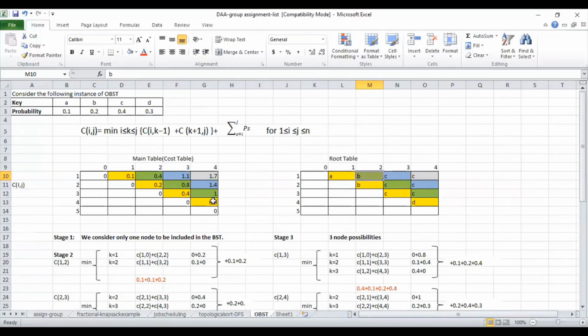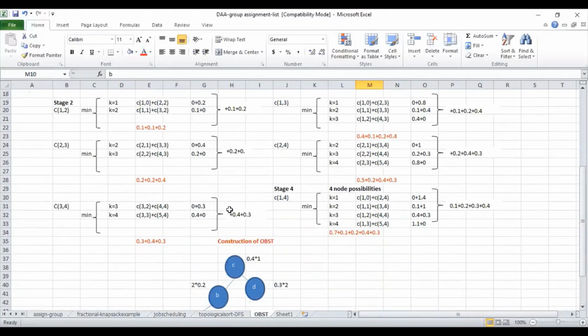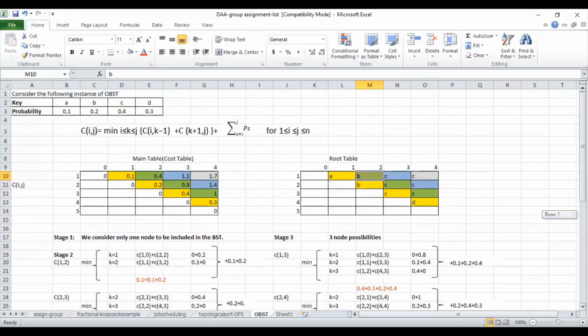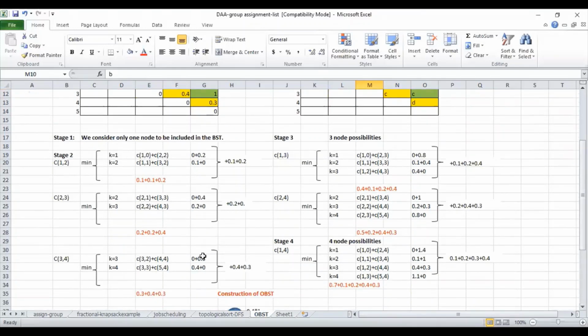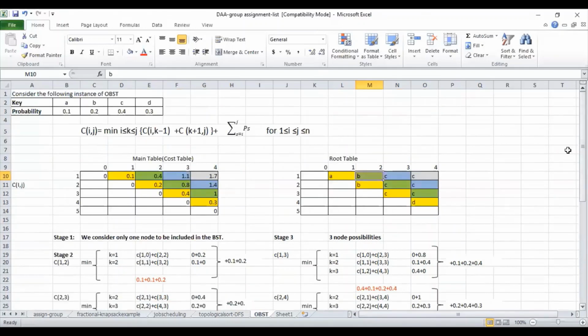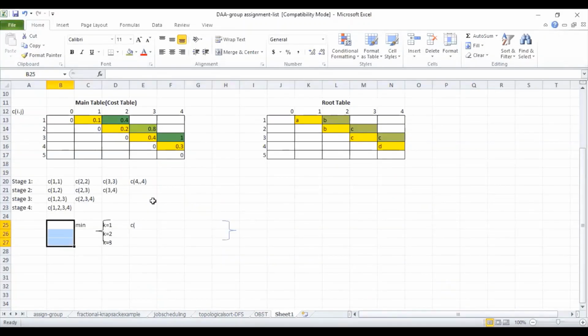Similarly, this entry, the green entry here, is the solution for C34. C34 has given an optimal cost of 1. When you consider C34, which among these has given the optimal one? Definitely, k is equal to 3 has given the optimal one. k is equal to 3 determines the key C, and hence in the corresponding entry in the root table for 3, 4, C is acting as the root node. So we have come to the end of stage 2 of the solution of OBST.